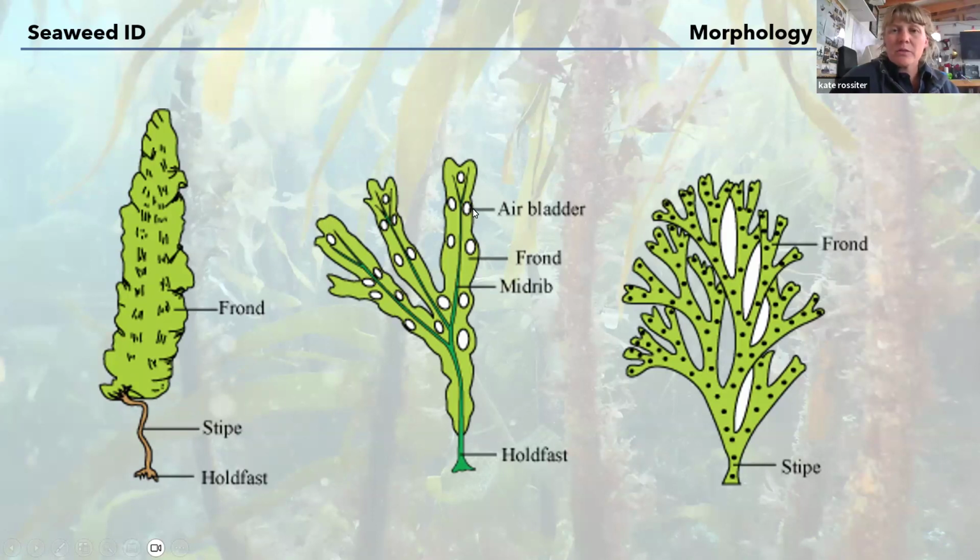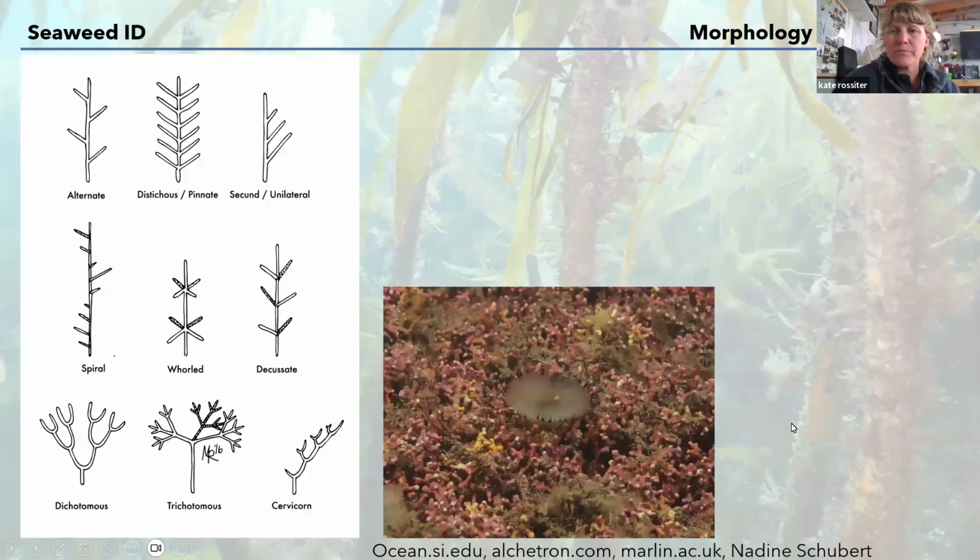A lot of the browns will have air bladders. Again, this is a frond. You can have what's called a midrib, which looks like a vein in a leaf, a very similar, analogous structure. Here would be a claw-like holdfast. This would be a discoid holdfast here. And then this is an example of maybe a red alga, and you can see these dots here would be distinctive, and these would likely be a reproductive structure of some sort.